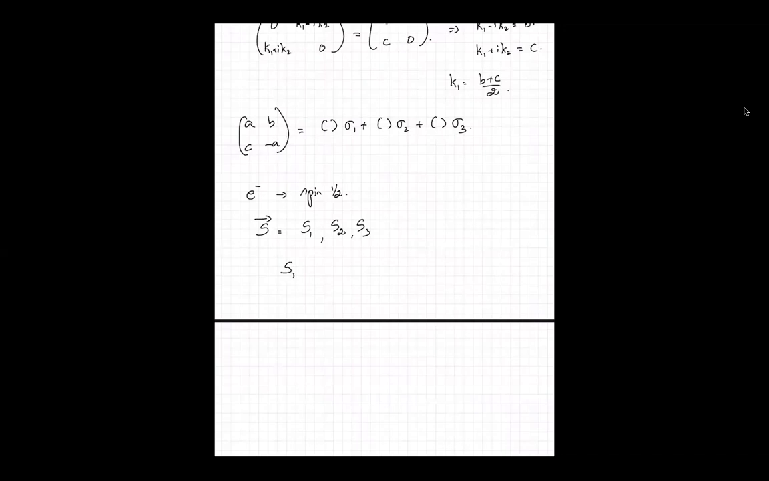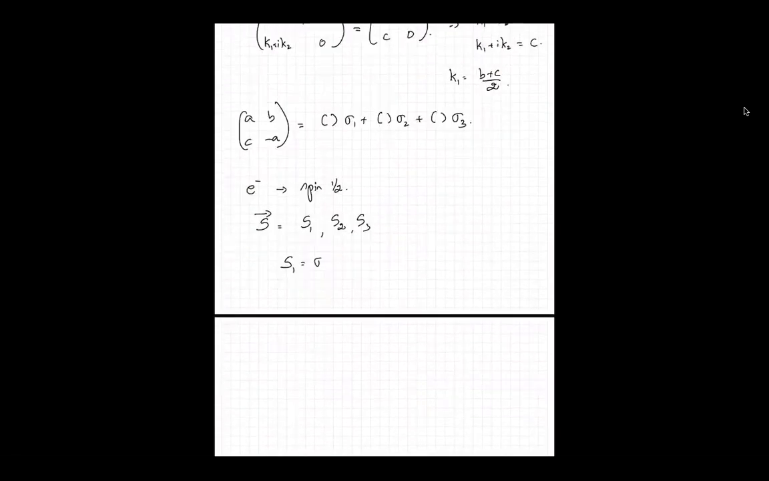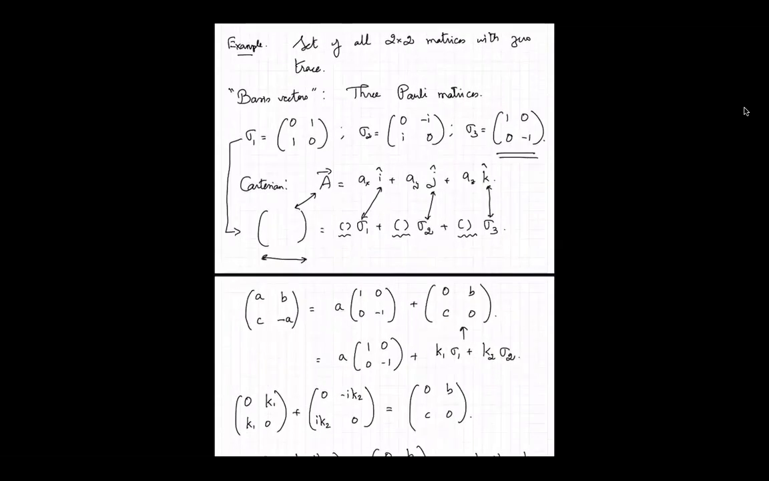So the first component of spin is represented by this matrix. So what is this matrix? This matrix is for the spin half case, it is sigma 1. The second component of spin is sigma 2. The third component of spin is sigma 3. Okay. So in the spin half case, the three Pauli matrices, sigma 1, sigma 2, and sigma 3 represent the three components of the spin vector.